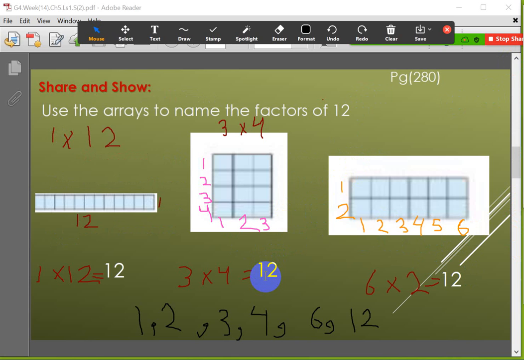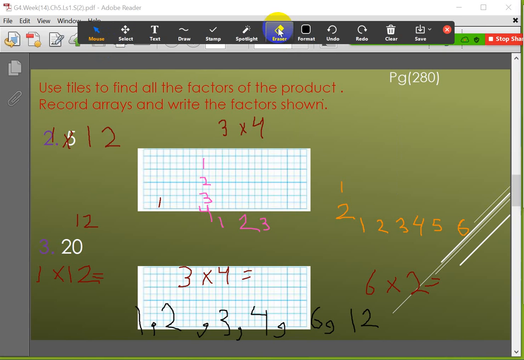Now, girls, if you finish, please, let's move to the same page, to do exercise 5.